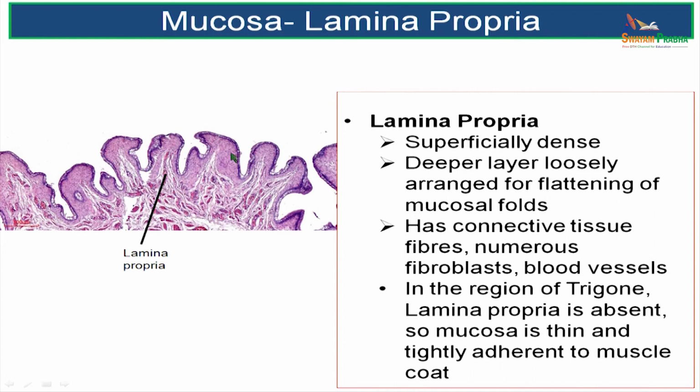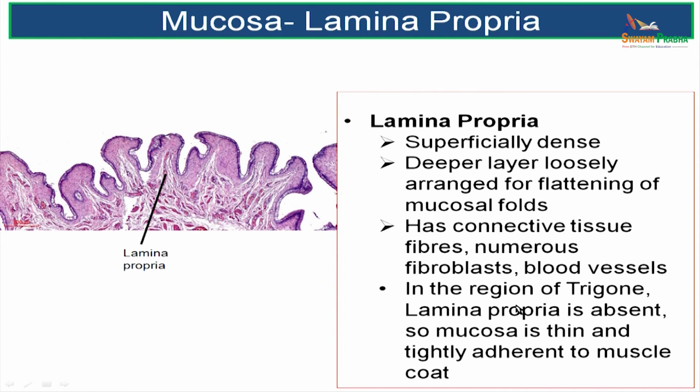Next to the epithelium is the lamina propria. Superficially it is dense. The deep layer is loosely arranged. Why is the arrangement like this? This is for flattening the mucosal folds. So, what does lamina propria contain? Like any other area, it has connective tissue fibers, numerous fibroblasts, and blood vessels.